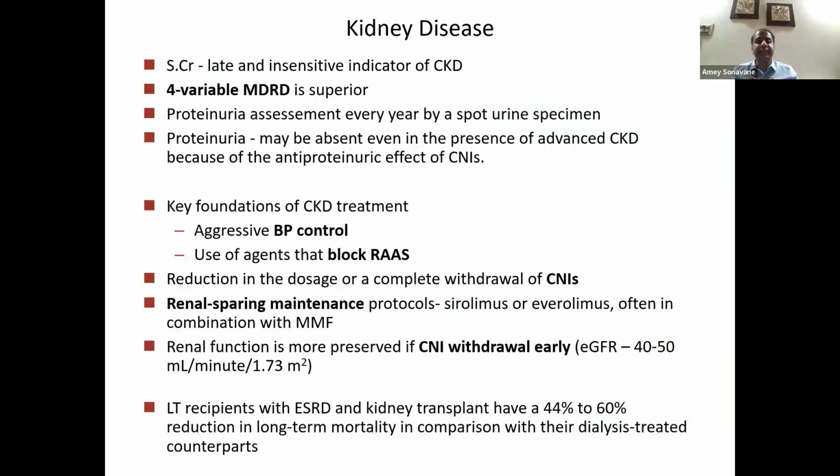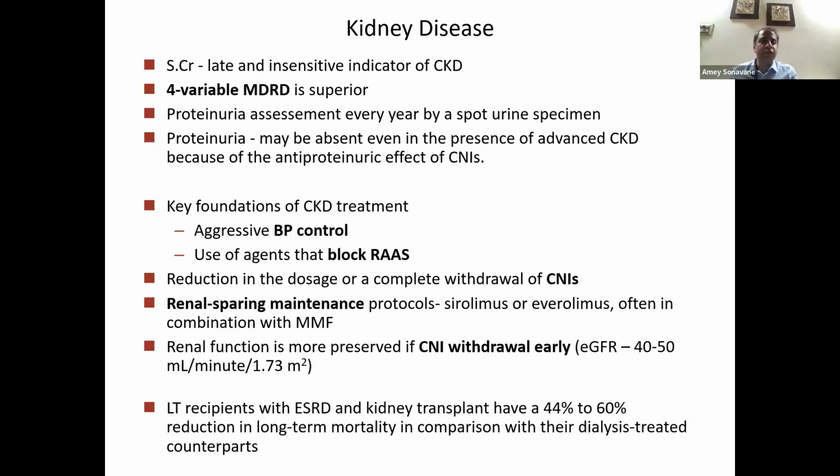So how do we recognize these problems early on? Creatinine is not a great marker. It is a late marker. What we use predominantly to find patients who are developing renal dysfunction is the MDRD formula. Proteinuria, by doing a spot protein examination, can be used as a marker, but sometimes in patients with advanced CKD who are on CNIs, the CNIs have an anti-proteinuric effect and they may not present with proteinuria at all.